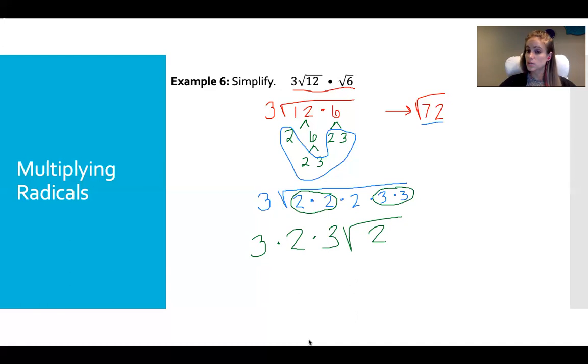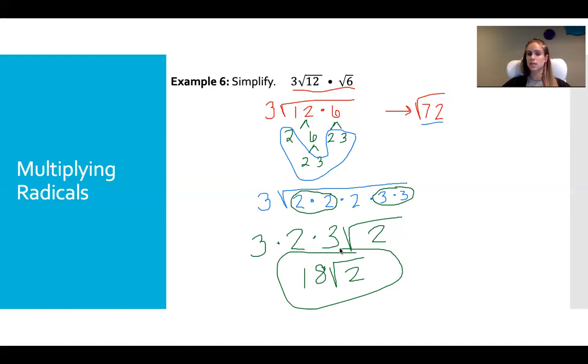All right, what do we need to do? What's our last step? Yep, multiply. So 3 times 2 times 3. 3 times 2 is 6. 6 times 3 is 18. So 18 times the square root of 2. That is our final and simplified answer. And is that rational or irrational? Yep, it's an irrational number. And if you're ever unsure, plug it into your calculator. And if it's a decimal that keeps going on forever and does not repeat, it is an irrational number.